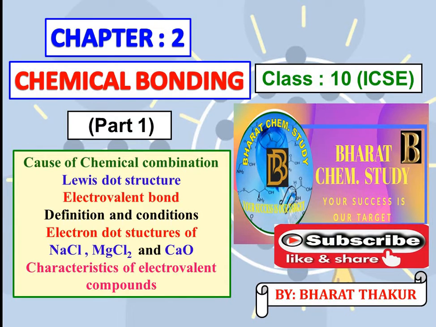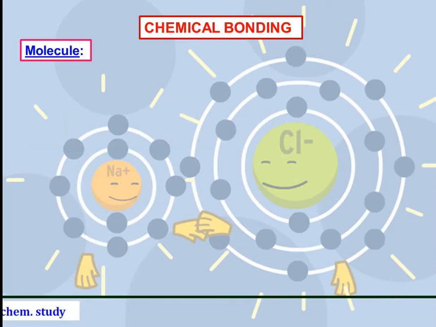Today we are going to study chapter 2, Chemical Bonding, for 10th standard of ICSE board. In this video, part 1, we are going to study the cause of chemical combination, Lewis dot structure, electrovalent bond, definition and conditions, electron dot structure of formation of NaCl, magnesium chloride and calcium oxide, and characteristics of electrovalent compounds. So let's start with the chapter.